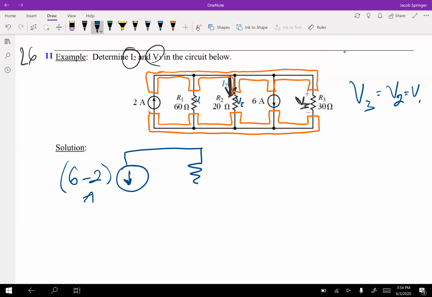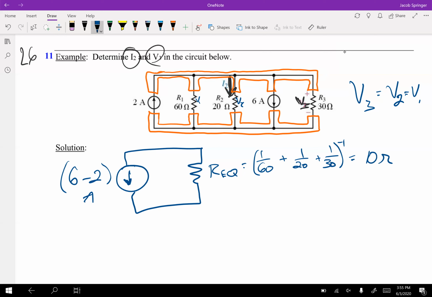The other thing I can do is combine all my resistors and put them into an R equivalent. That consists of 1 over 60 plus 1 over 20 plus 1 over 30, all to the -1, which is like saying 1 divided by those sums. I put all of them together and I get 10 ohms. So now look at these nodes. When I combine these parallel elements, I kept the same nodes on the outside. If I called this A and this B, this is still A, this is still B. We're still looking at the same voltage across it.